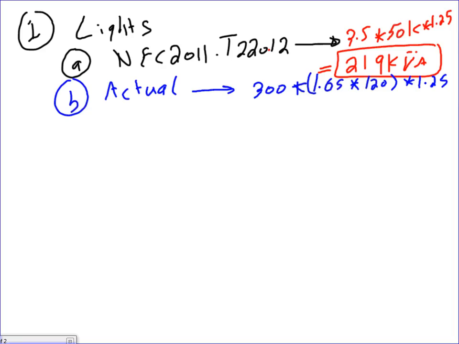Let me repeat myself one more time. 300 is the number of fixtures designed by Brooks. 1.65 times 120, these are the amps and volts for the fixtures that Brooks decided to use. It's continuous load, so we multiply it by 1.25. If you do the math on this, and please check me, you're going to end up with 74 kVA.